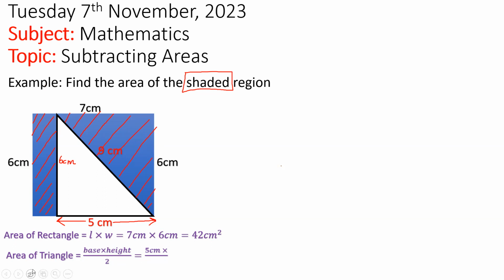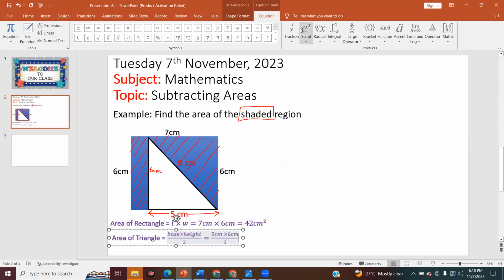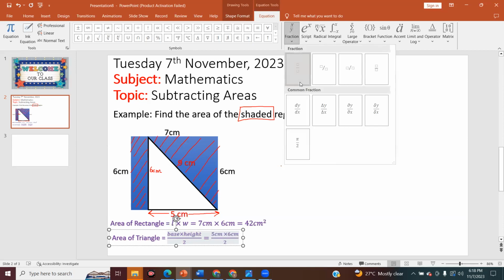All right, so now the height is 6 centimeters, and we have to divide that by 2. Zara, what is 5 times 6? Yes, sir. What is 5 times 6? 30. 30, very good. And if you do 30 divided by 2, what do you get?